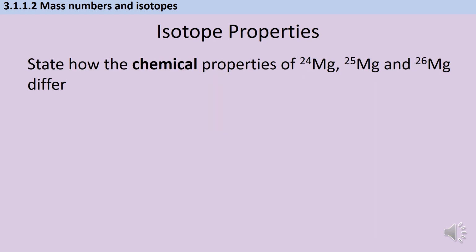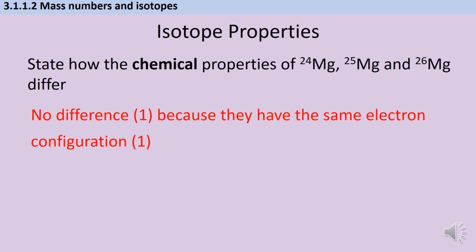So here's the second part of that exam question that we already saw, and it asks how, if at all, the chemical properties of the isotopes will differ. So the answer is they don't differ, and the reason they don't differ is because they have the same electron configuration or the same electron arrangement or the same number of electrons in their outer shell.